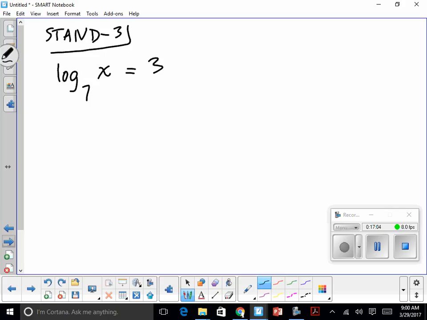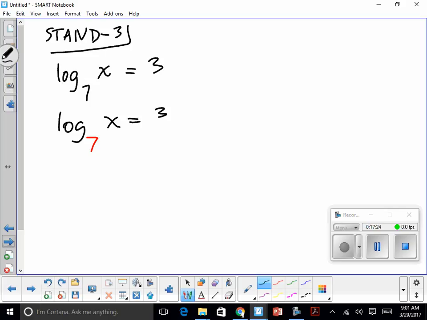I wish you had a red pen so you can see where the action is going to happen. In this problem, 7 is the base. How do you find the base? The base is always at the bottom. Base is at the bottom. Base is at the bottom. The base will always stay at the bottom even when I rewrite it. So here's how I'm going to write it.